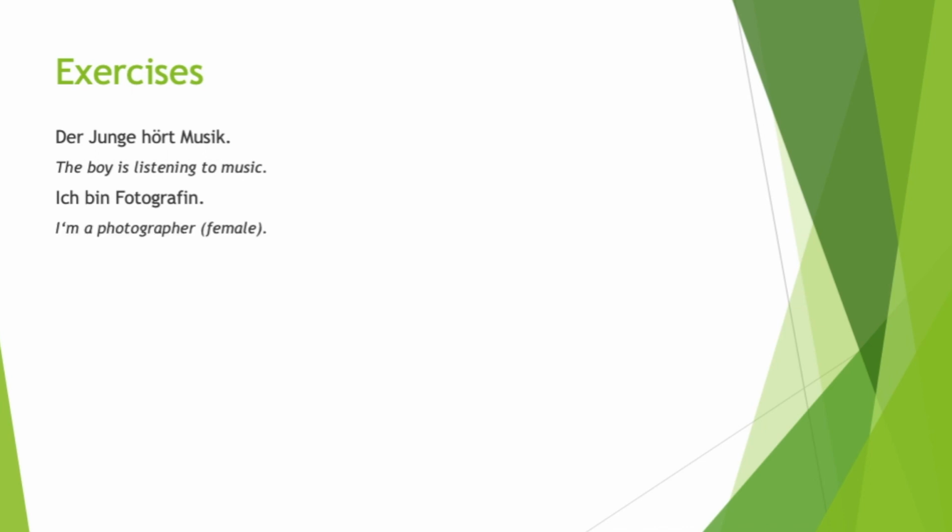See how we don't add an article if we state our profession? We basically just say, I am police officer. She is teacher. He is student. Okay? Sounds weird in English, but that's how we say it.